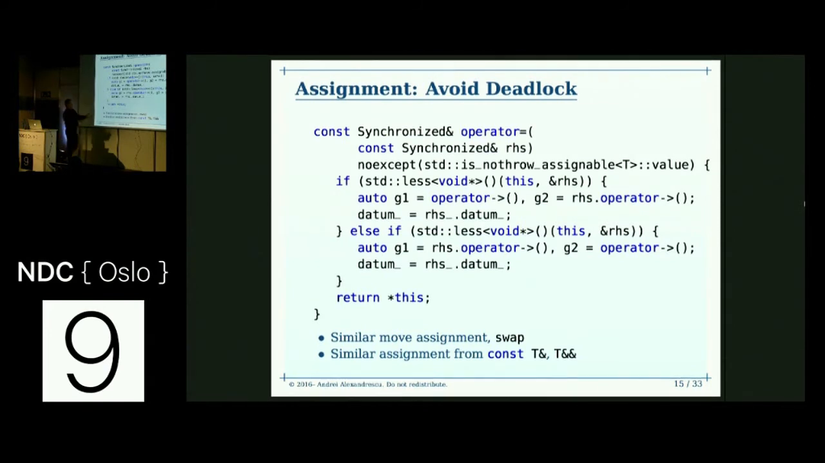All right, so all I'm saying is that if this is at a lower address than RHS, you lock in the order of this and the other guy. Otherwise, you lock in the other order. And that way, the assignment of two synchronized objects proceeds nicely. Right? And we have a number of other usual suspects, such as move assignment, swap, and such. Right? Awesome. Questions so far?